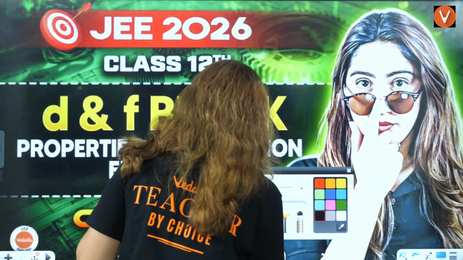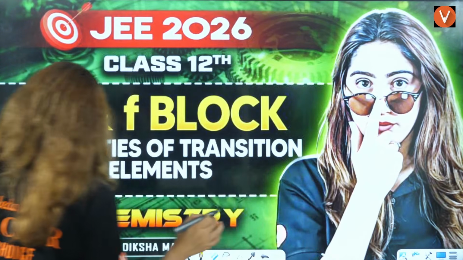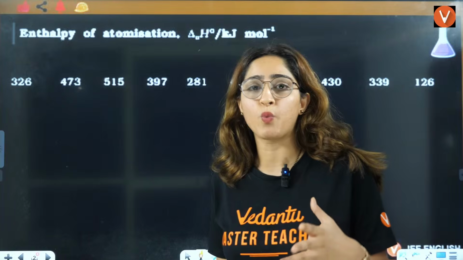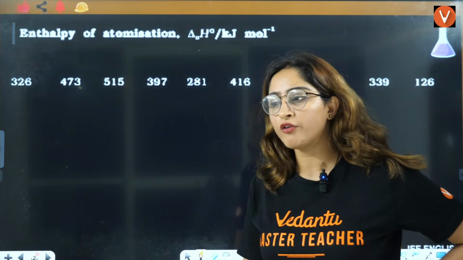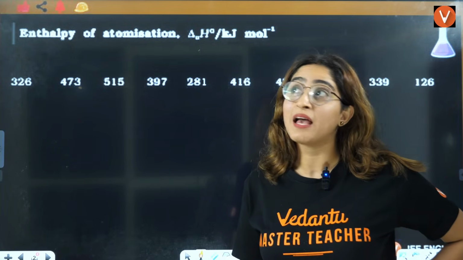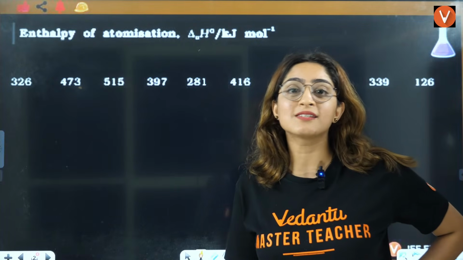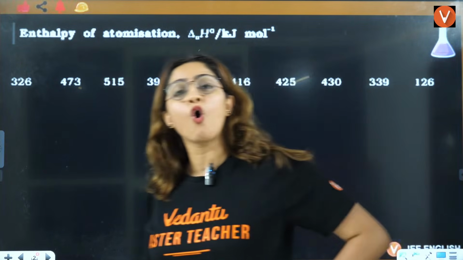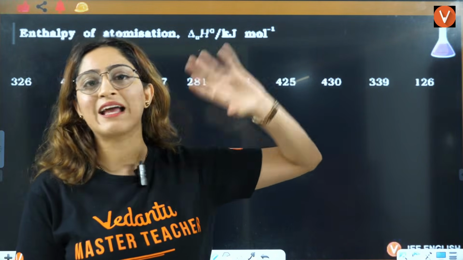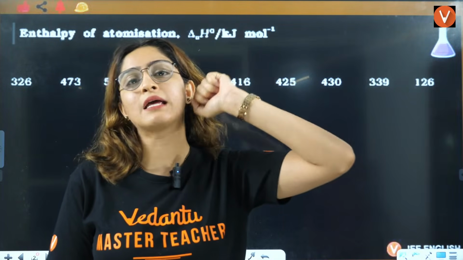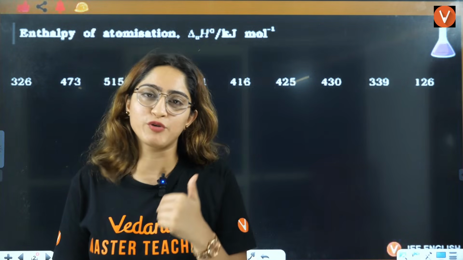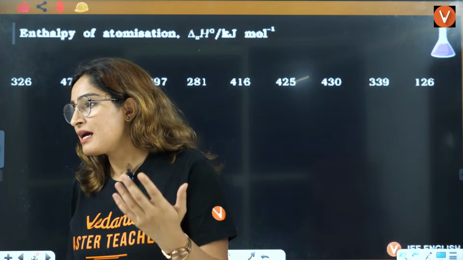I gave you one homework for this enthalpy of atomization, and I saw that none of you actually did the homework. Not even a single student. Then how are you going to remember all this data, all the facts? You also have to do hard work on your side. My task is to tell you that this is important and to make you understand and teach you these things, but revision and homework I can't do, you have to do. You also have to put in some effort here, right, students?